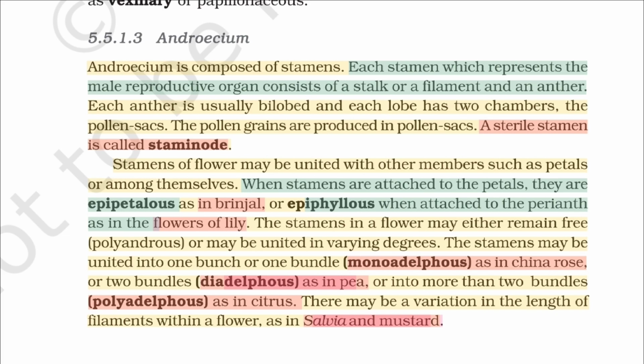Stamens of flower may be united with other members such as petals or among themselves. When stamens are attached to the petals, they are epipetalous, as in brinjal, or epiphyllous when attached to the perianth, as in the flowers of lily. The stamens in a flower may either remain free, polyandrous, or may be united in varying degrees. The stamens may be united into one bunch or one bundle, monoadelphous, as in China rose, or 2 bundles, diadelphous, as in pea, or into more than 2 bundles, polyadelphous, as in citrus. There may be a variation in the length of filaments within a flower, as in salvia and mustard.